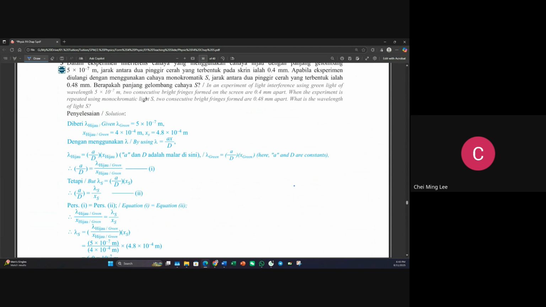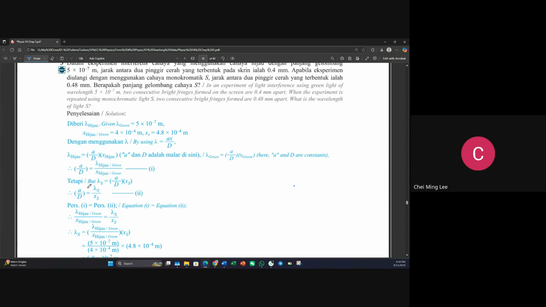The x for s is 0.48, meaning 4.8 times 10 to the power of negative 4. So by using this formula, lambda equals x over d. For the green one, it equals a over d times x for the green one. We know that a over d is constant here, so a over d is equal to, we move this here, lambda over x. So this is the first equation.